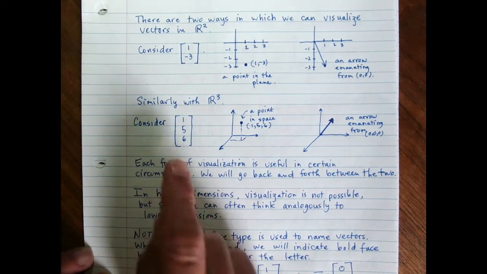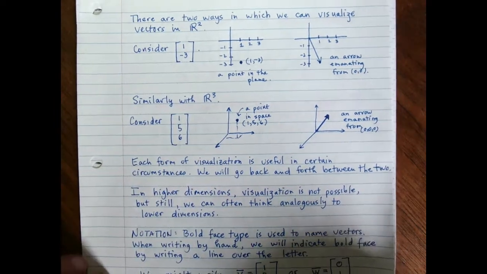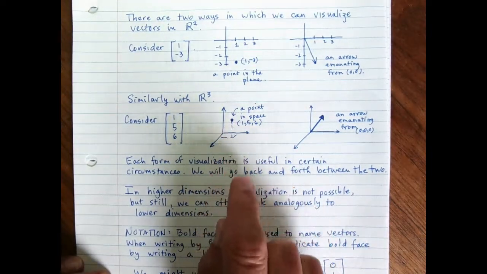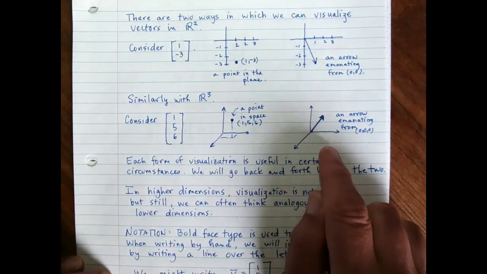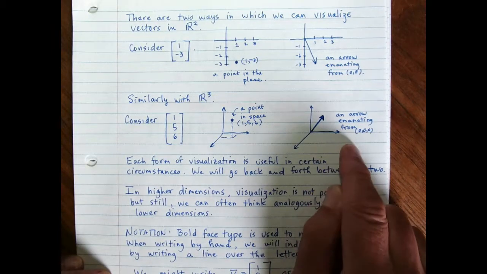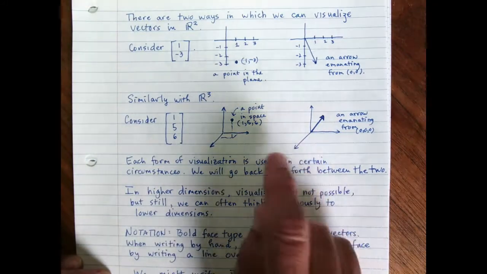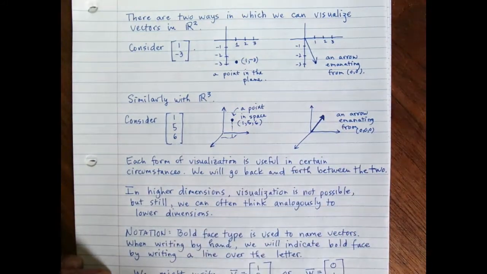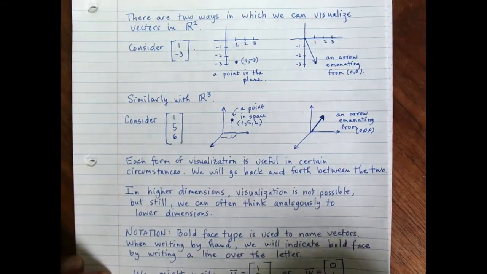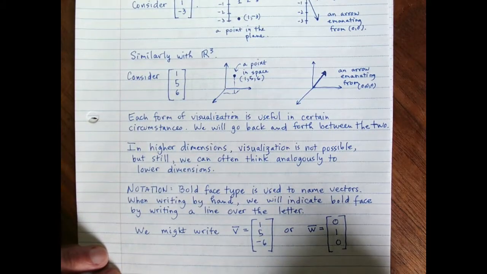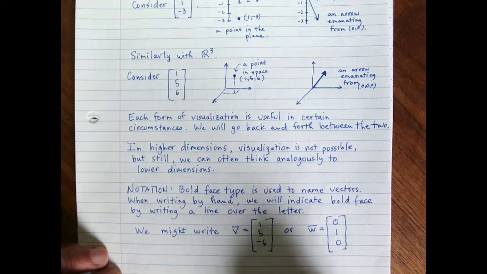And similarly with R3, here's an example, 1, 5, 6, which we can think of as just a point in three-dimensional space. And sometimes we'll think of that vector as being represented by an arrow emanating from 0, 0, 0 out to the point 1, 5, 6. Each form of visualization is useful in certain circumstances. We'll go back and forth between the two.